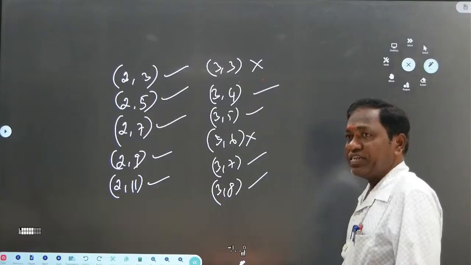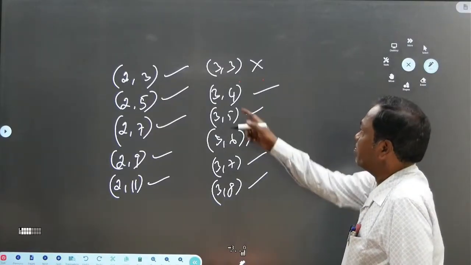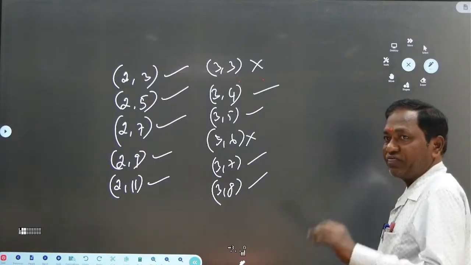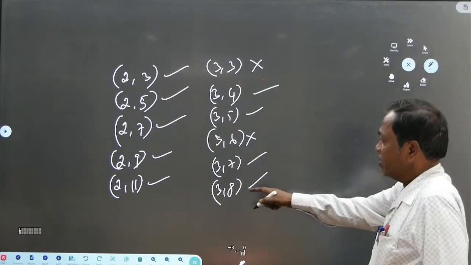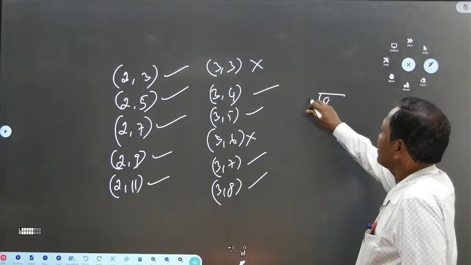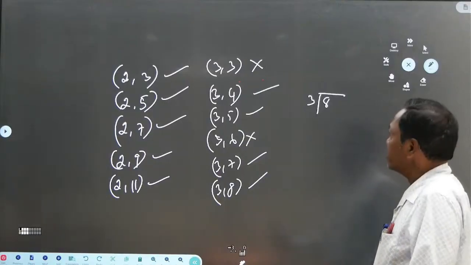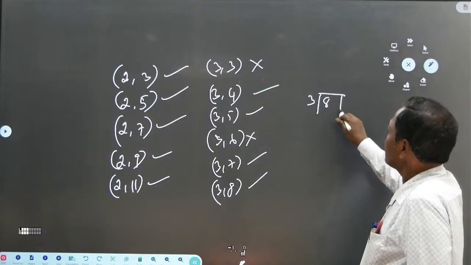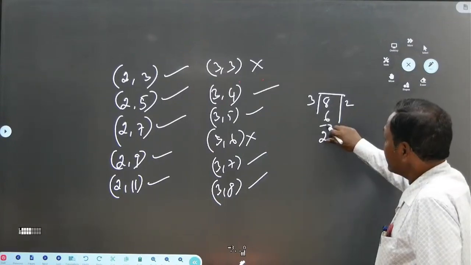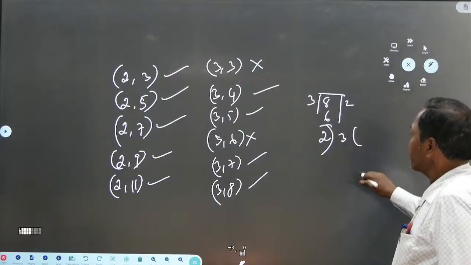If you want to find the HCF, highest common factor, what can you do? For example, let us take 3 and 8. How to find the HCF? The largest number, 8, is divided by the lowest number. See, 3 2s are 6. What is the remainder? 2. Again this becomes a divisor, and this divisor becomes the dividend.